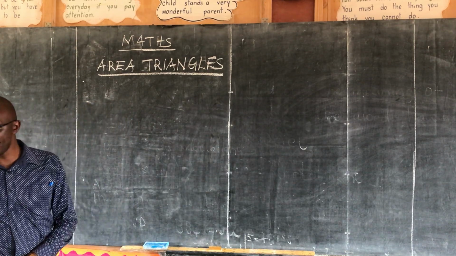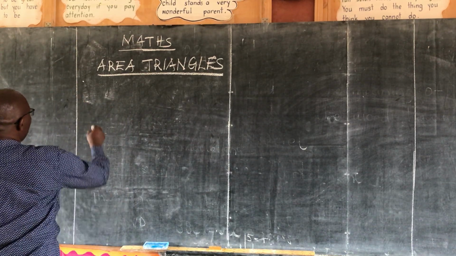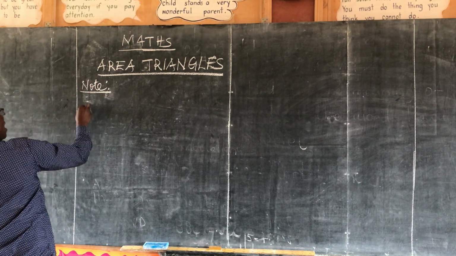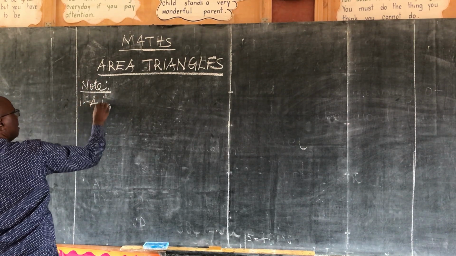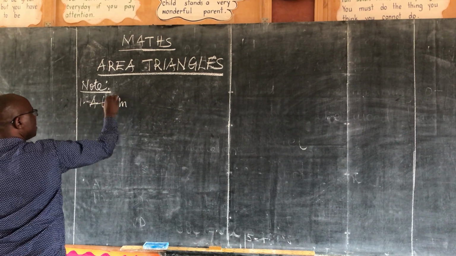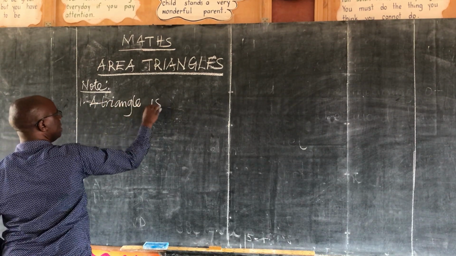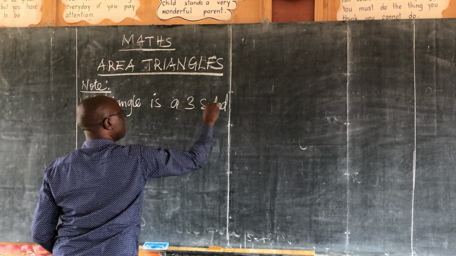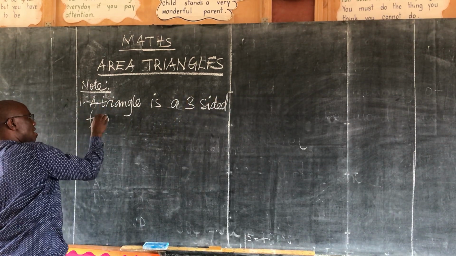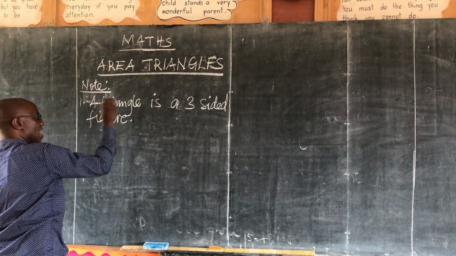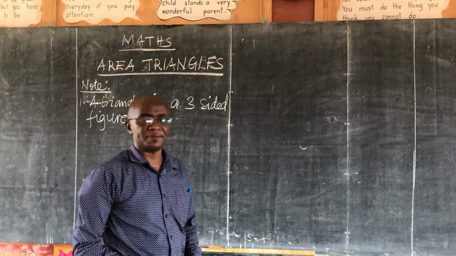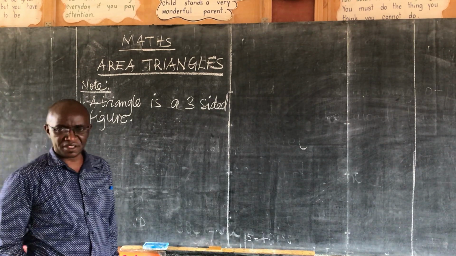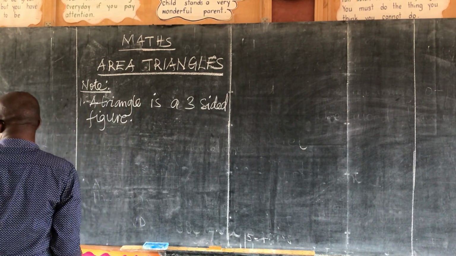First of all, a triangle is a three-sided figure. So now we are going to derive the formula for finding the area of a triangle.